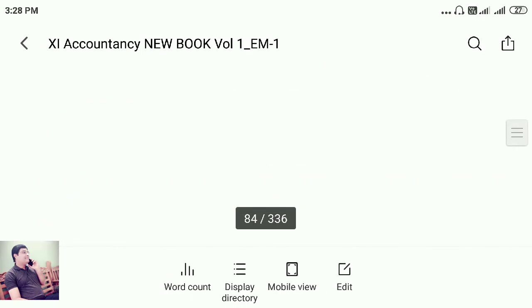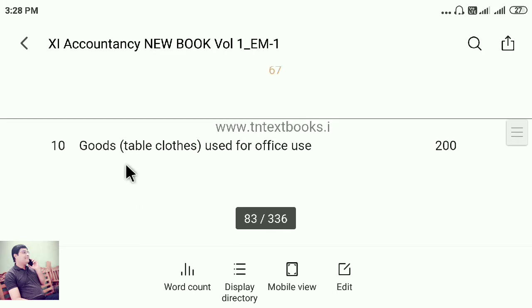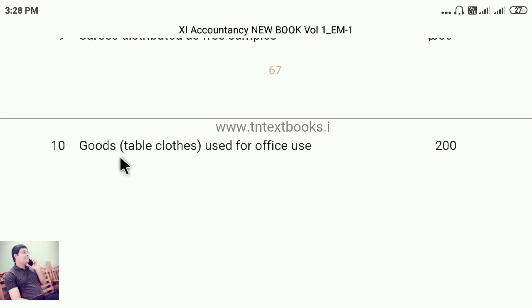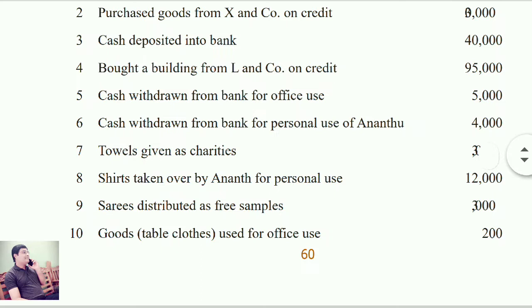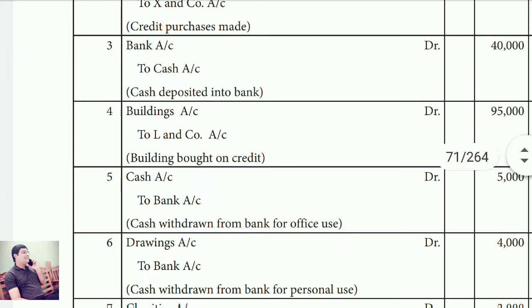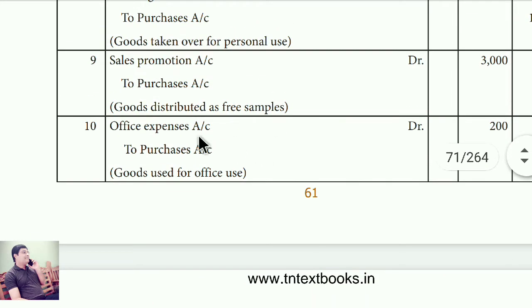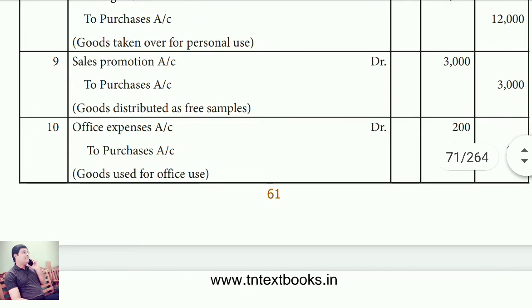Next one. See the 10th one. Goods, tablecloths used for office use. So your cloths have been used for office purpose. So the entry is office expenses account debit to purchase account, rupees 200.